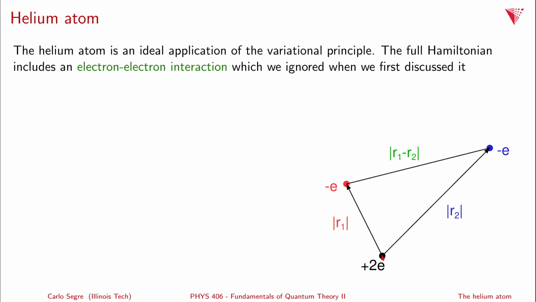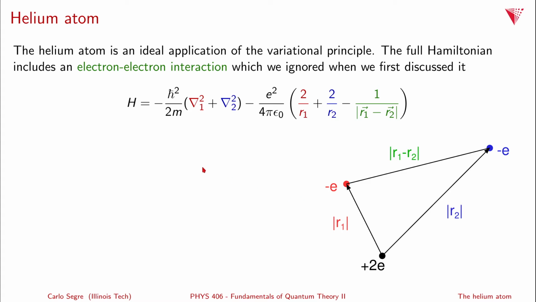We're going to assume that the nucleus, the two protons, is basically stationary. We also have the electron-electron distance, which we'll write as the absolute value of R1 minus R2.